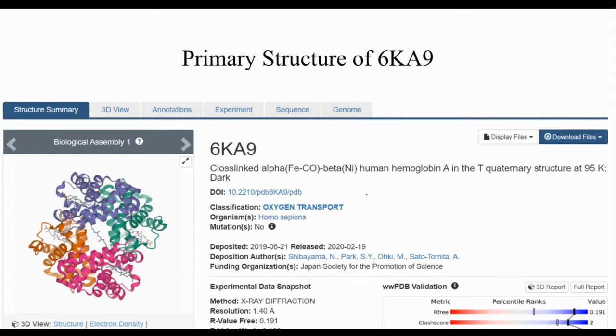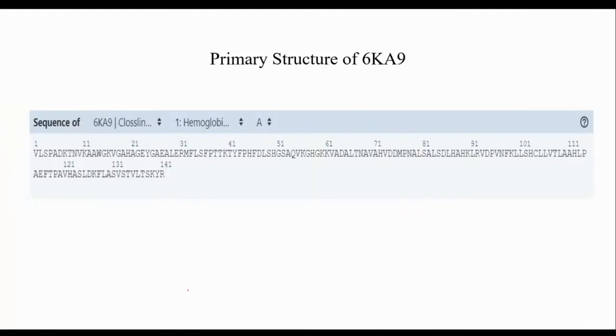If we ask you about the primary structure, it means that we are asking you about the sequence of amino acids. So in that scenario, you should click on structure here under the picture, and the page which will open for you will be the primary structure of the protein. So you can see the sequence of amino acids here.